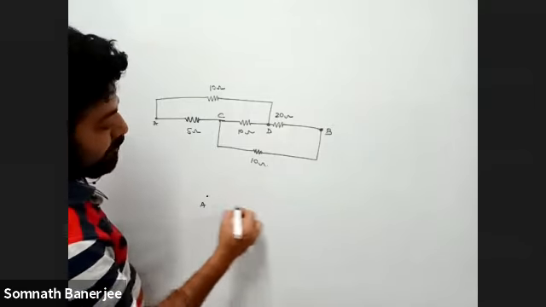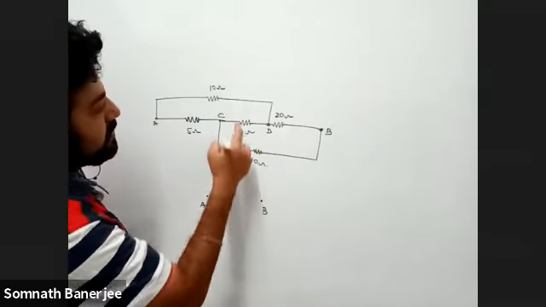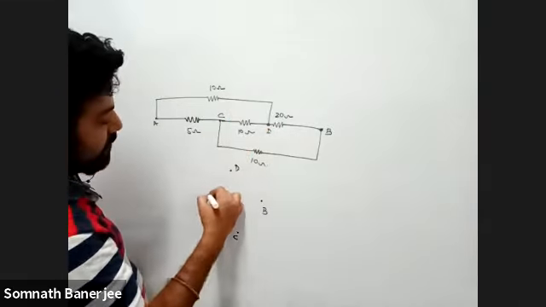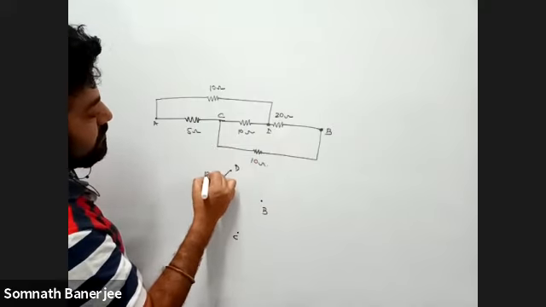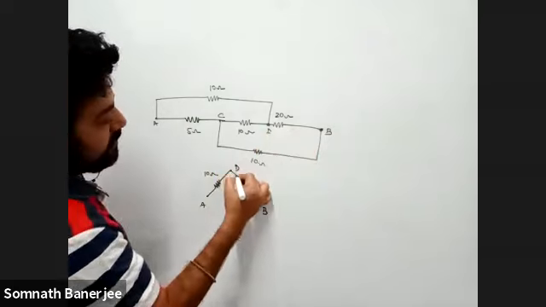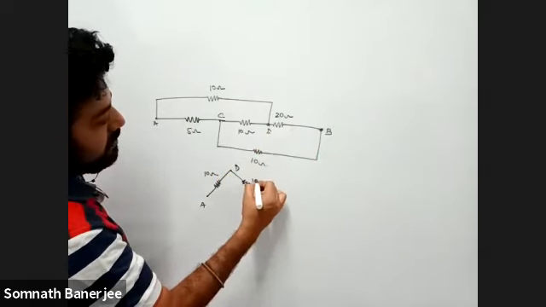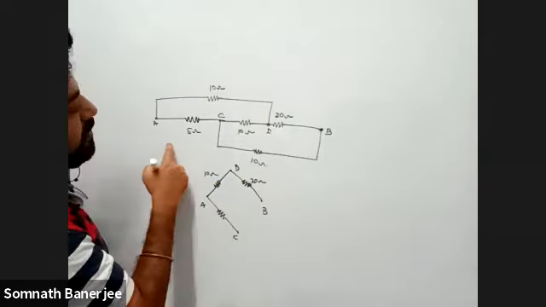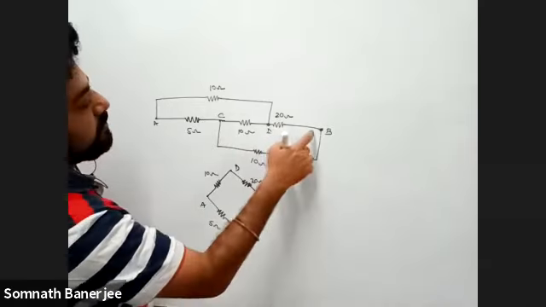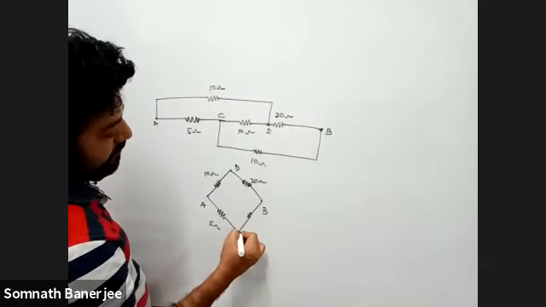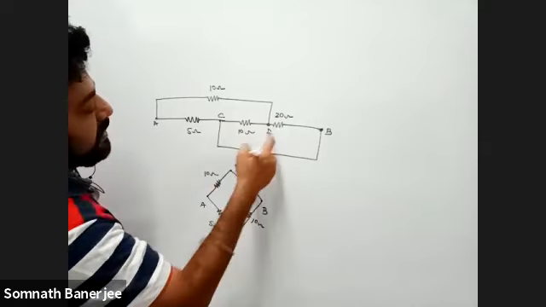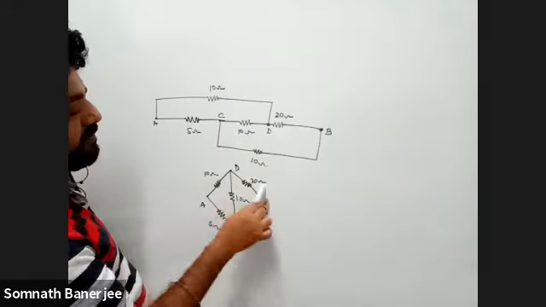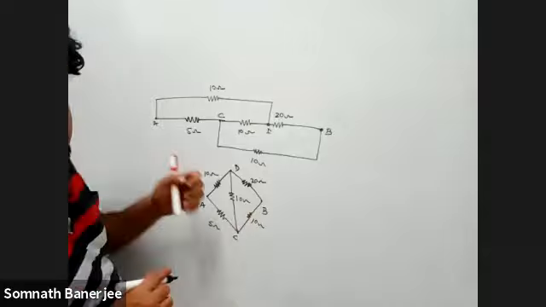So it's very simple. The A point is this, the B point is this. The upper one is the D point and the lower one is the C point. So between A and D, you have one resistance, 10 ohm. Between B and D, you have one resistance, 20 ohm. Between A and C, you have 5 ohm resistance. Between B and C, you have 10 ohm. And between C and D, you have one resistance of 10 ohm. So now clearly this by this, this by this. So try it.